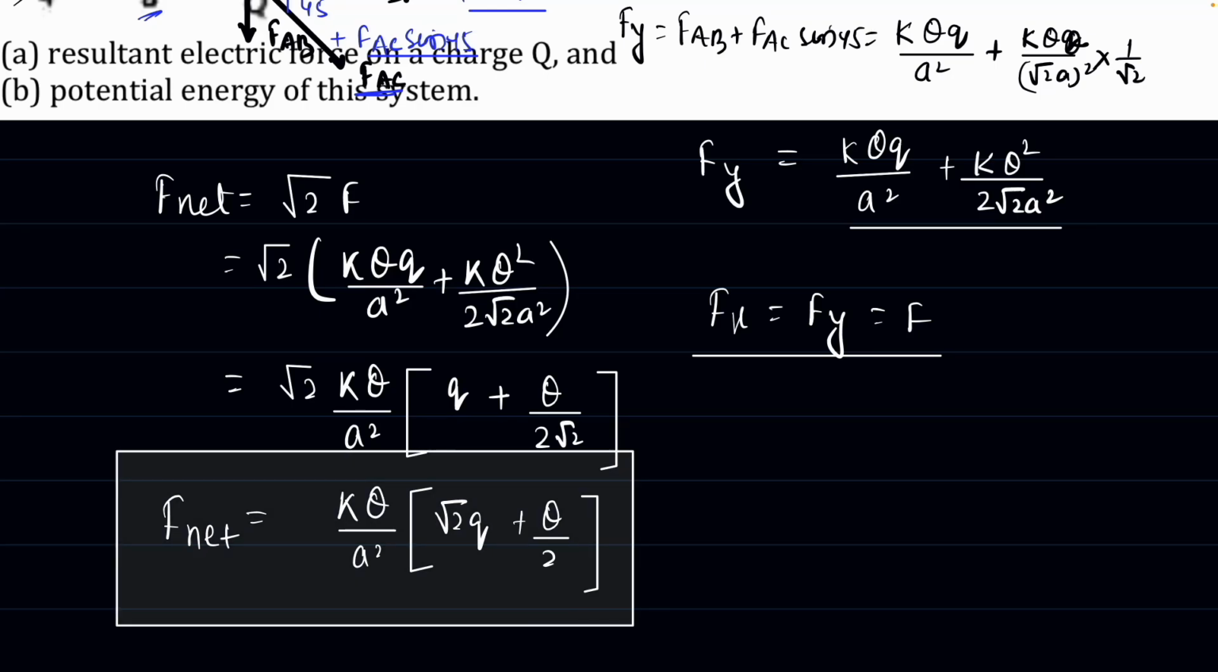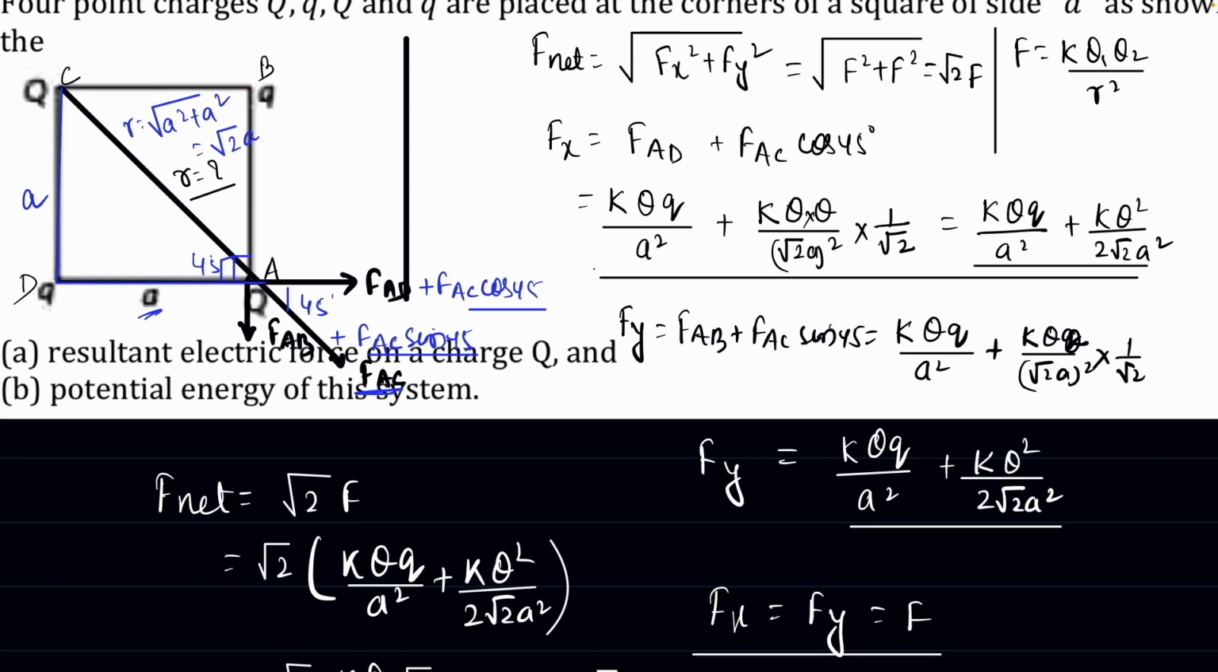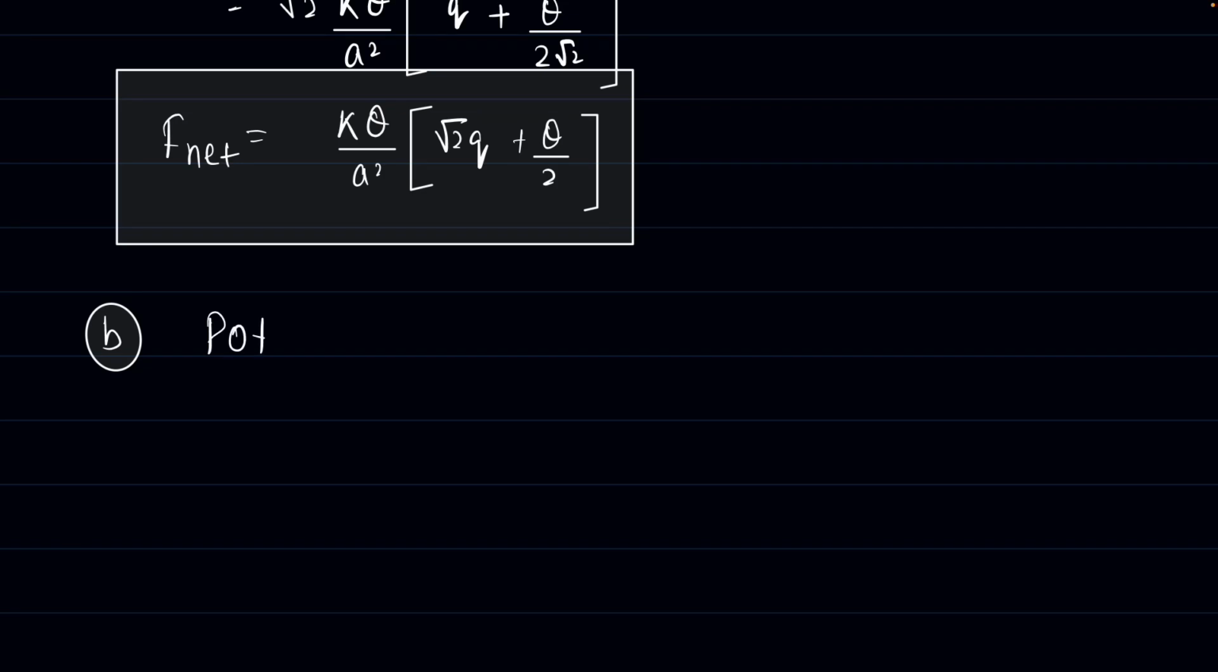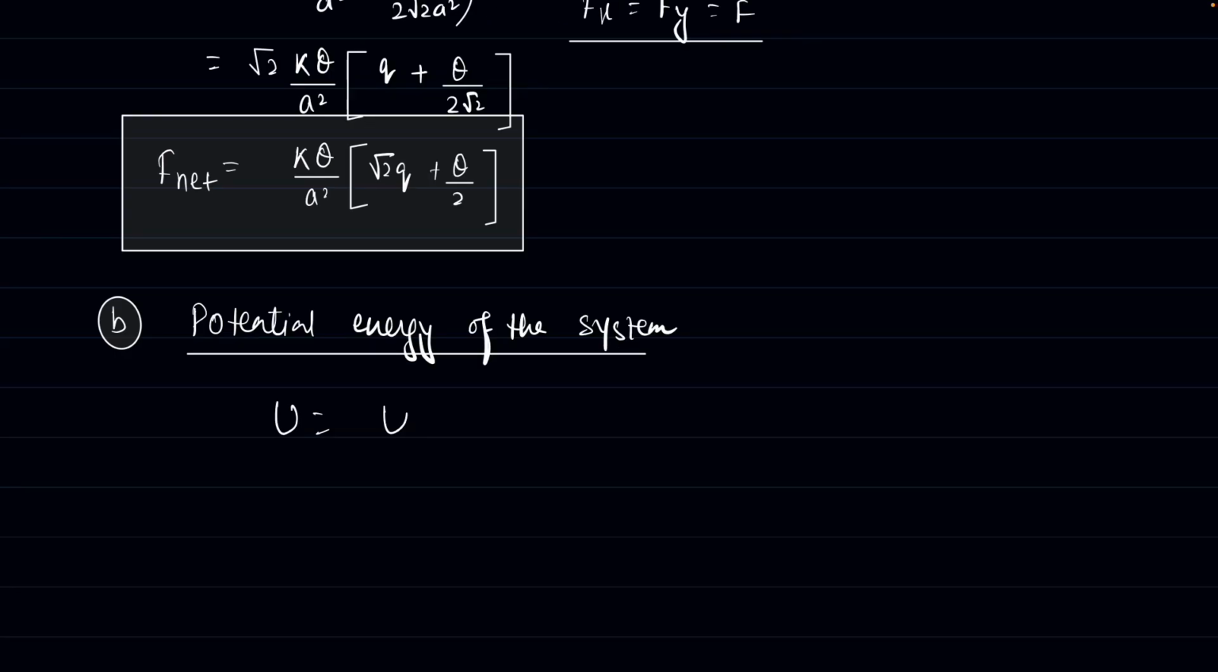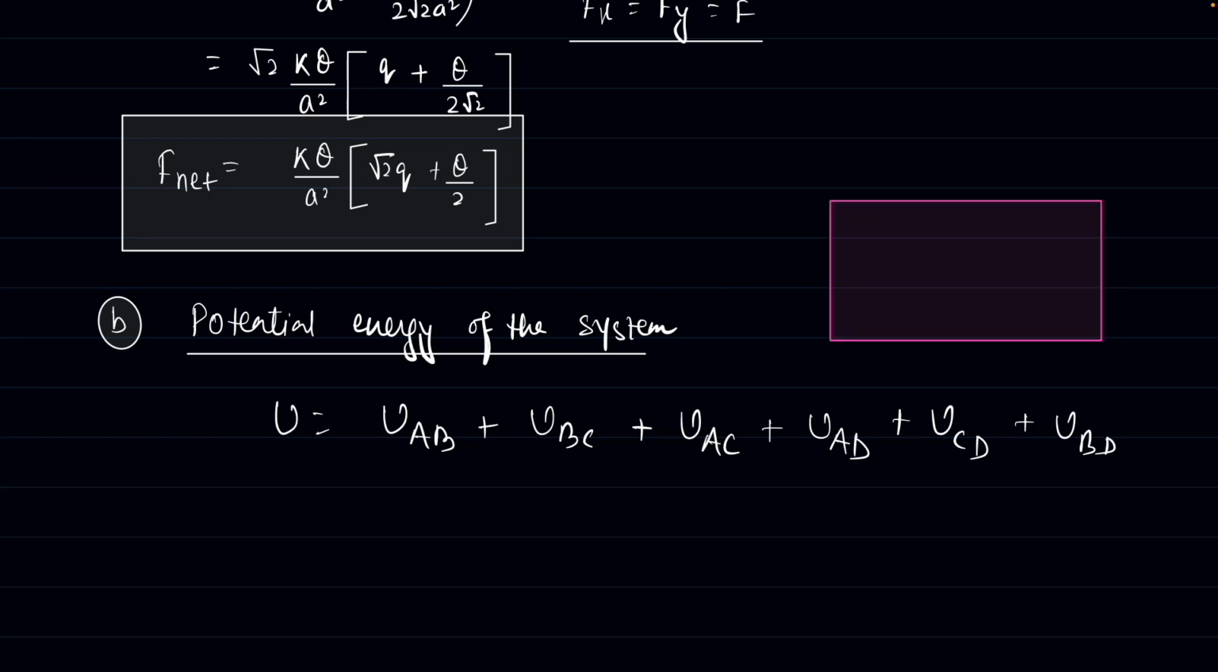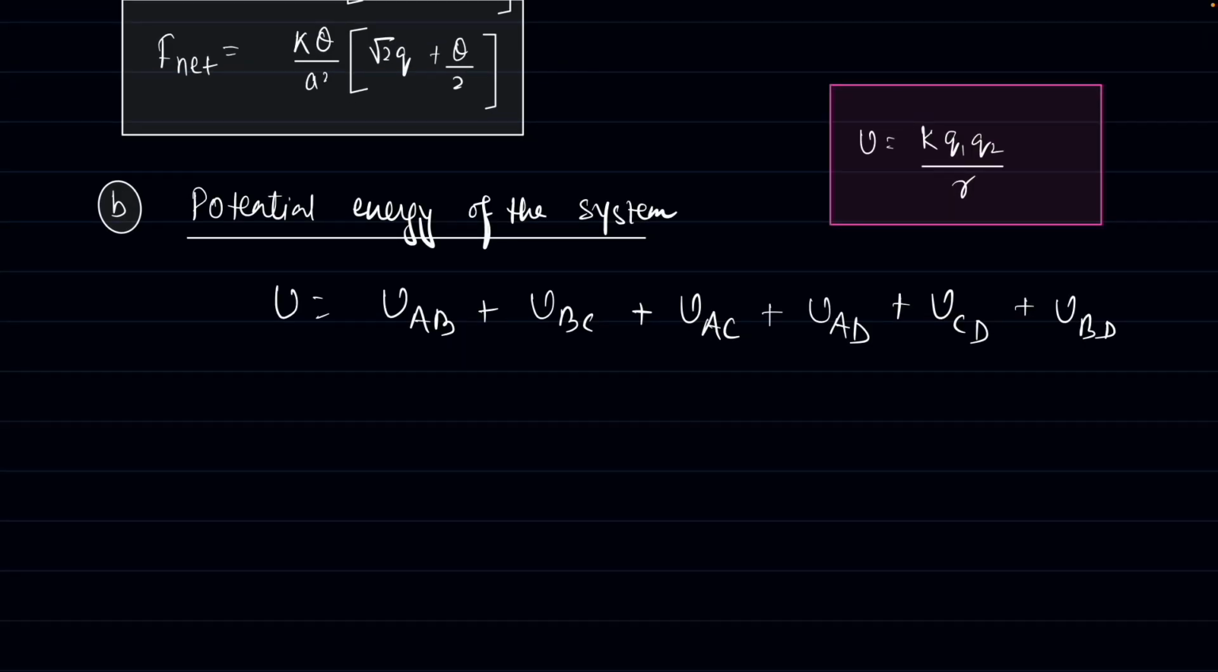Now in the second part, we need to find the potential energy of the system. So all the potential energies we have to find. So what is the total potential energy? Total potential energy will be the sum of all the individual potential energies. So here we can say potential energy of the system, U is equal to UAB plus UBC plus UAC plus UAD plus UCD plus UBD. And the potential energy formula is U is equal to K Q1 Q2 by R. So let's substitute the value.